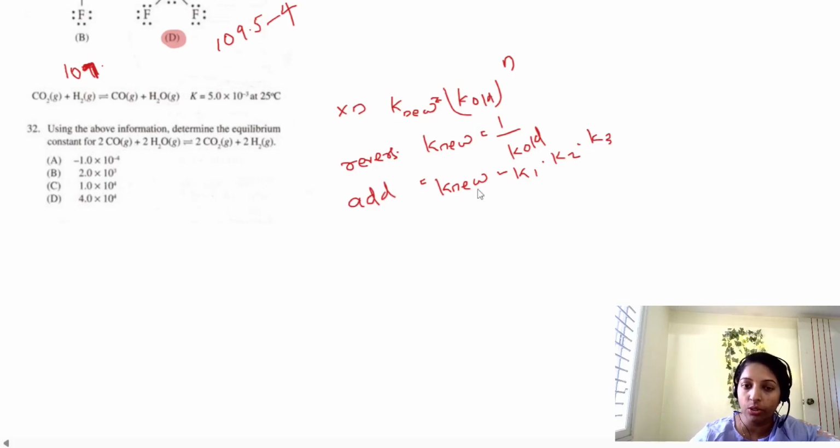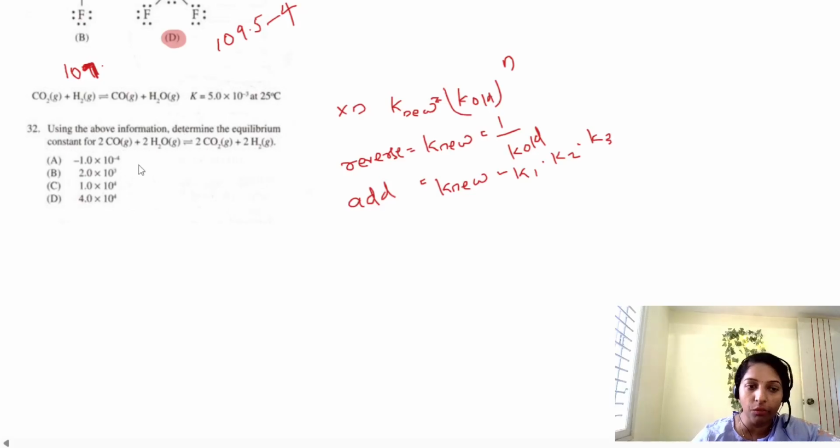So do not think of a thing like Hess's law. In Hess's law, delta H is just opposite. There we studied that multiplication means delta H is also multiplied, reverse means delta H sign is reversed, addition means delta H is also added. But here it is not the thing.